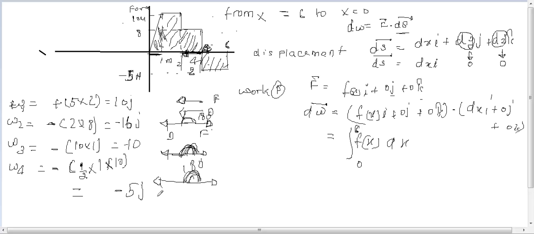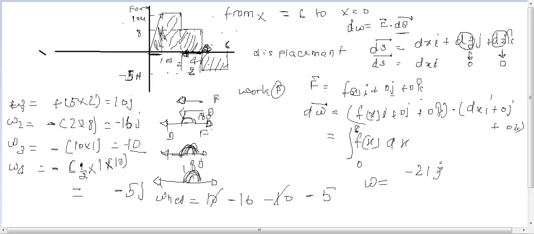So what is the W net? Work net is equal to the summation of all these quantities, the algebraic sum. So this will be 10, this is first W1, then second minus 16, then again W3 minus 10, and W4 minus 5. If we look at this, W net is equal to minus 21 joule. So the net work done will be minus 21 joule.